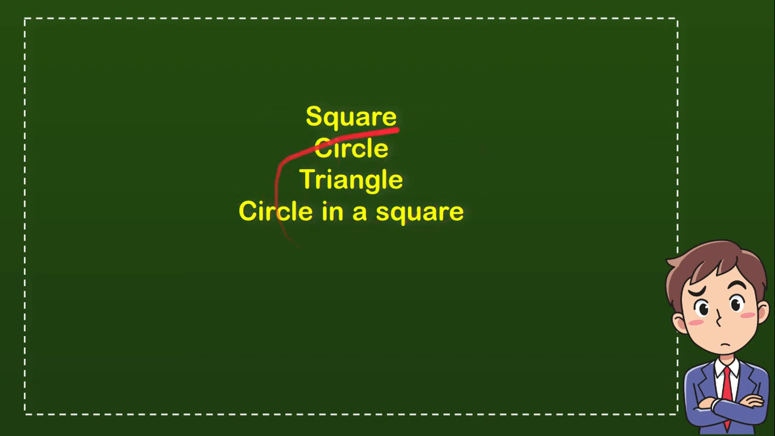Which one is the correct answer for the question? It can be either square, circle, triangle, or circle in a square. So which one is the correct answer for the question?